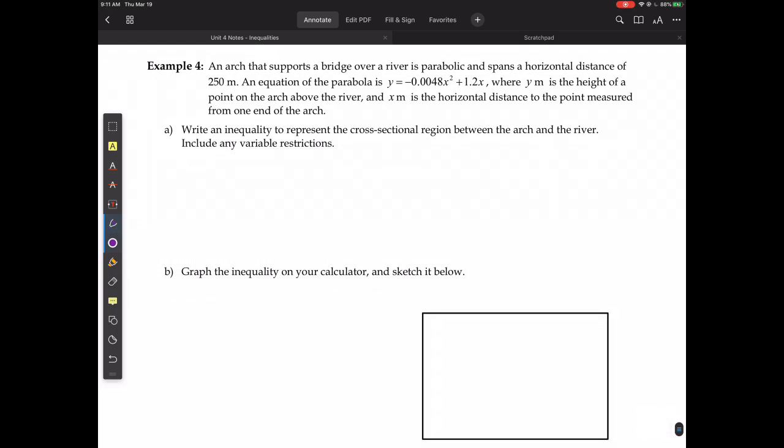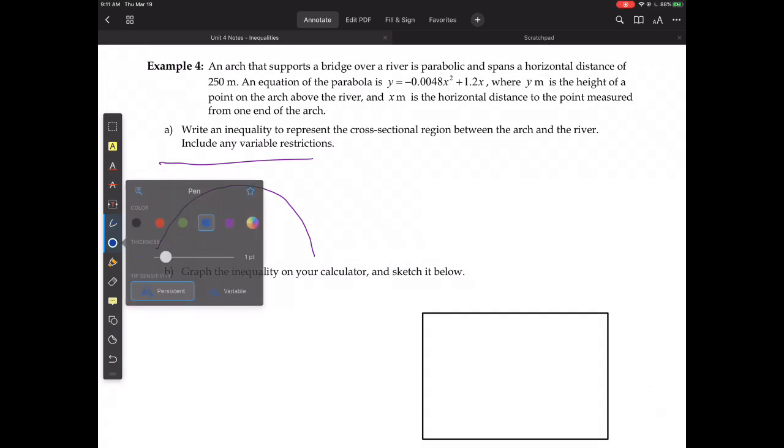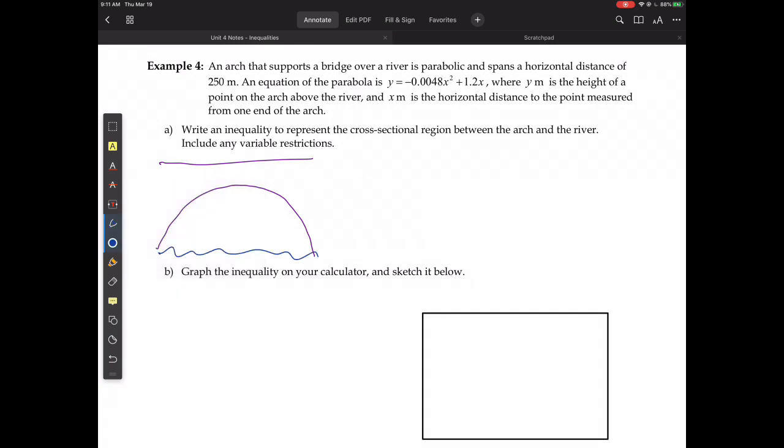So, for example 4, it's talking about a bridge that's supporting an archway that's supporting a bridge, where if I have a bridge that's coming through here, I have an archway that exists underneath it, and then I have a river down at the bottom. It gives us what the equation of this is. y is equal to negative 0.0048x squared plus 1.2x, where y in meters is the height of the point above the river, and x in meters is the horizontal distance.